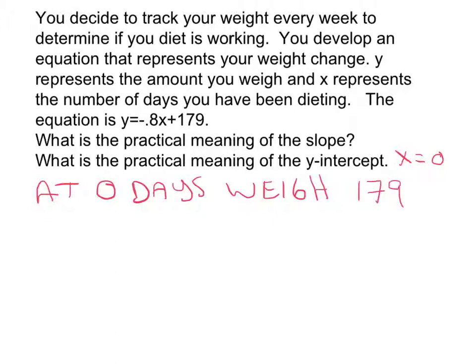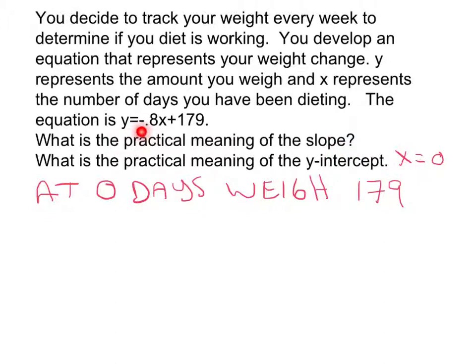Okay? At 0 days, and that's really when you begin. So basically, when you begin your diet, you weigh 179 pounds. If you want to say at 0 days you weigh 179 pounds, or when you start your diet you weigh 179 pounds, all of those are fine. No problems there. Okay, now let's analyze the practical meaning of the slope.